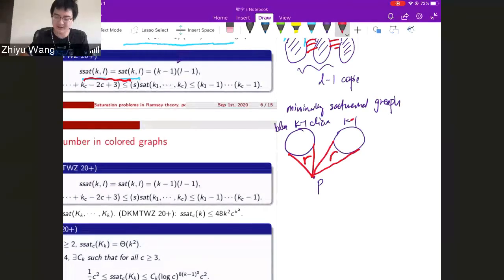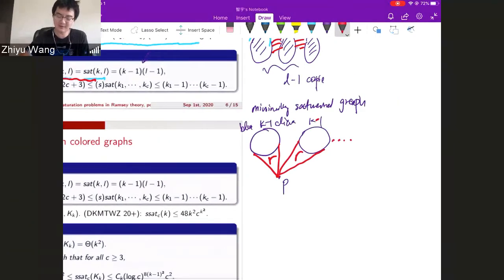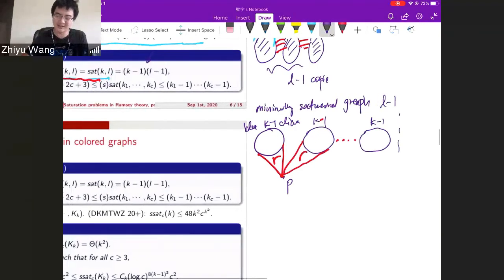So, etc. Suppose we can find L-1 of them. Suppose there are L-1 of such blue clicks, then we are done, because that shows that the saturated graph has to have (k-1) times (L-1) vertices.